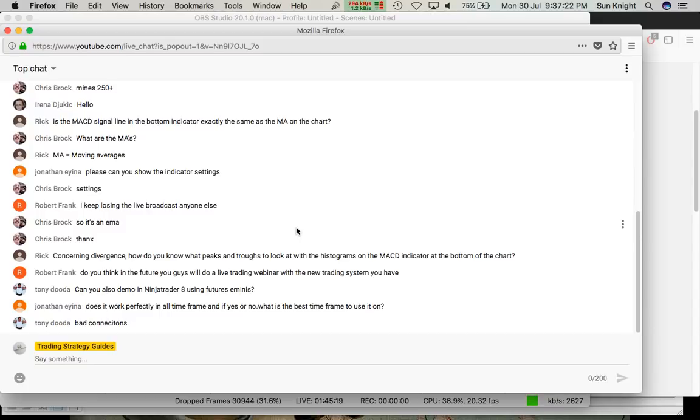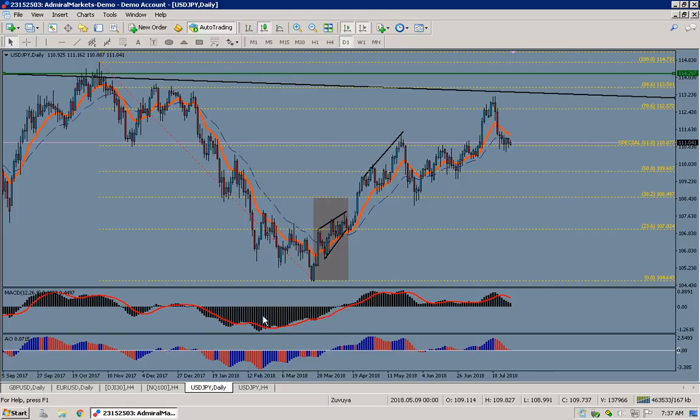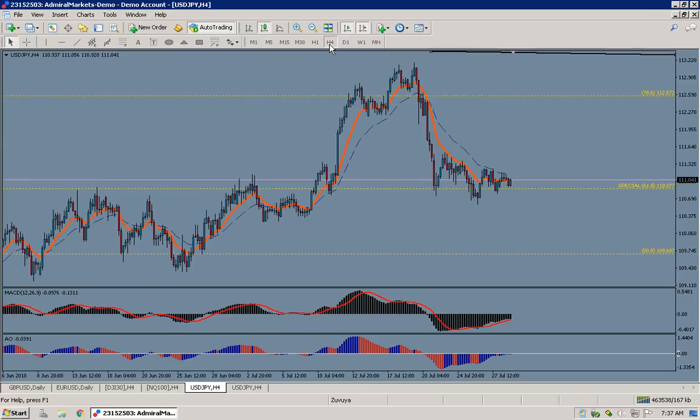Jonathan, does it work perfectly in all time frames? And if yes or no, what is the best time frame to use it on? Okay, Jonathan, good question again. Like I said, if you're using the MACD or the awesome oscillator for divergence, I would say the 4-hour chart is the best, or higher. Anything above, up to the 4-hour chart, is really, really good.